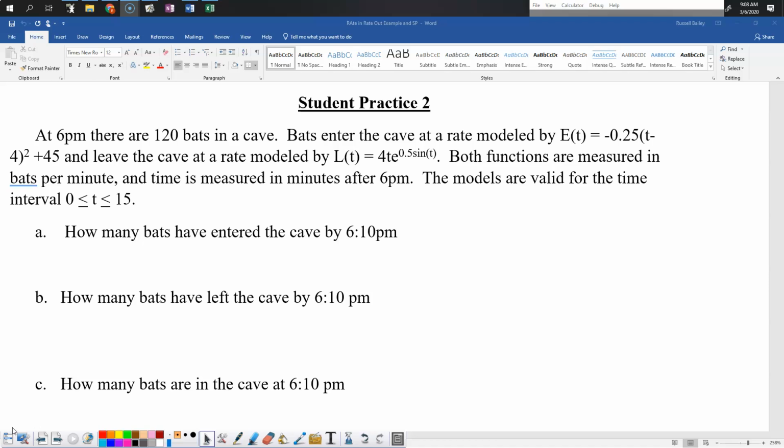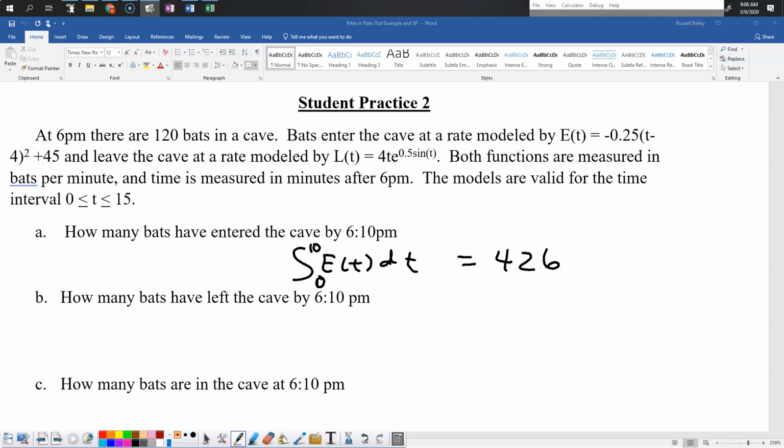Vivian, what'd you get for part A? 426. Oh, you got the answer. 426. Cool. All right. So what's your setup? 10 on the top? And then 0, right? And which function did you use? Good.